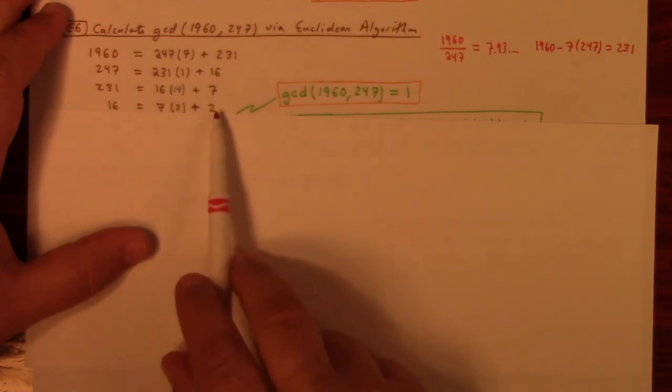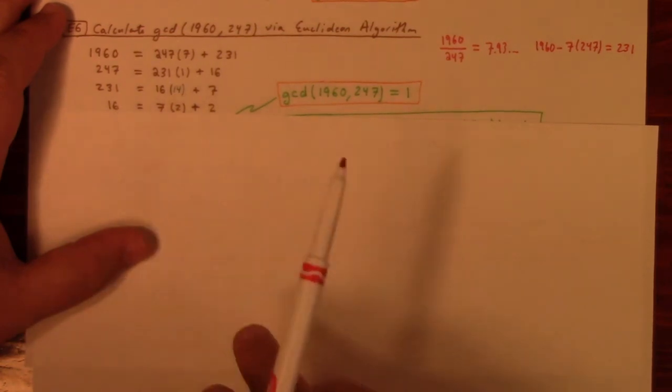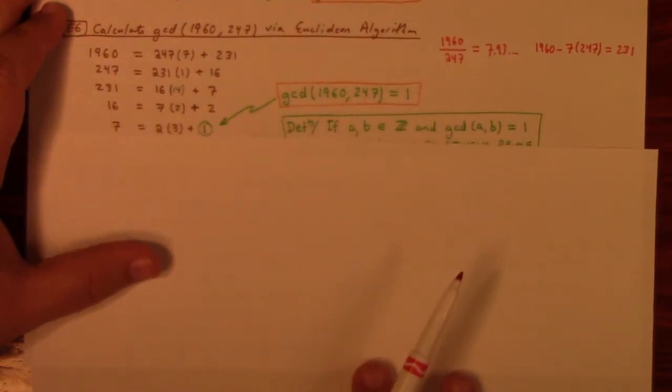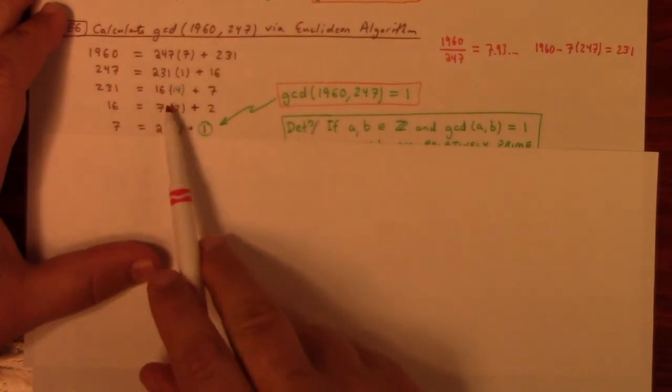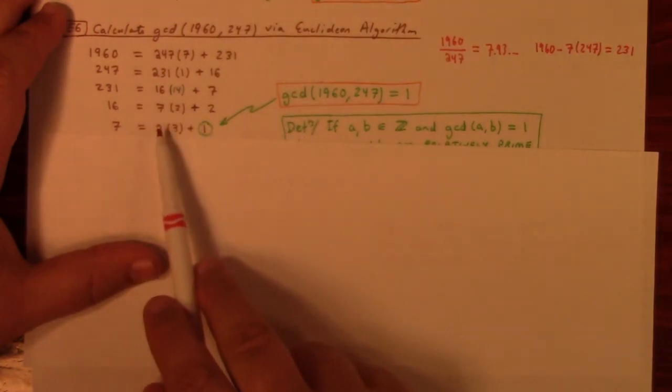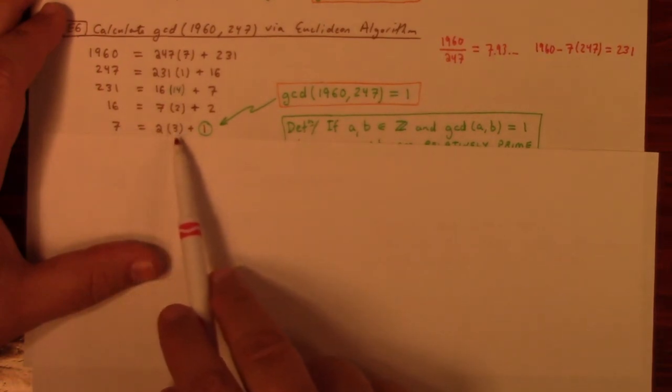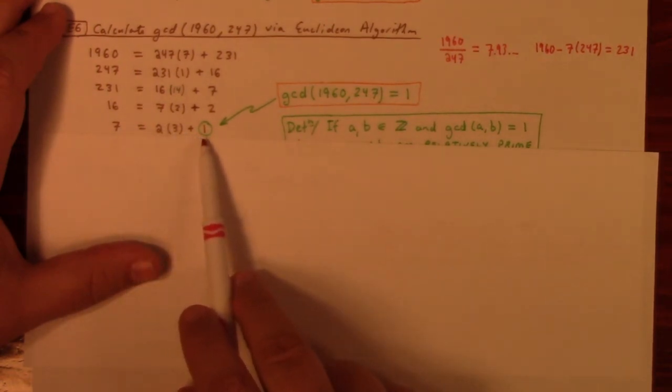and it leaves a remainder of 2, right? Because 14 plus 2 is 16. And then we bring the 7 down here. We bring the remainder to be the next dividing number. 7 divides by 2 3 times, right? And then we have a remainder of 1.